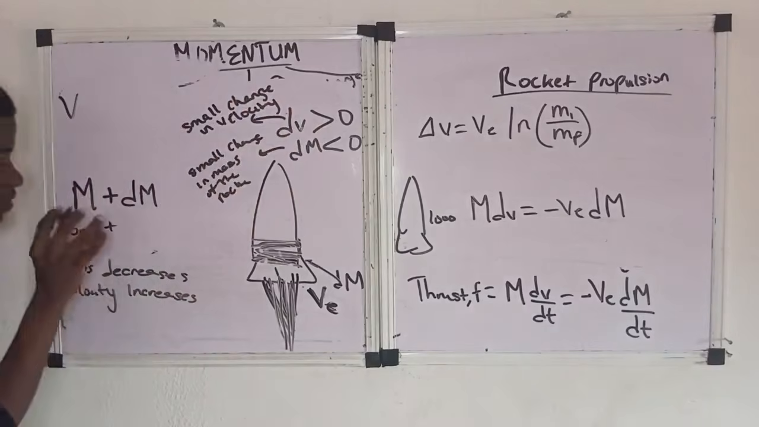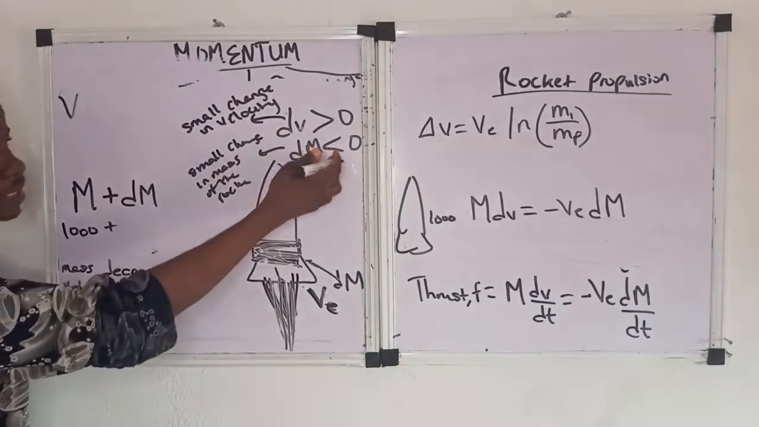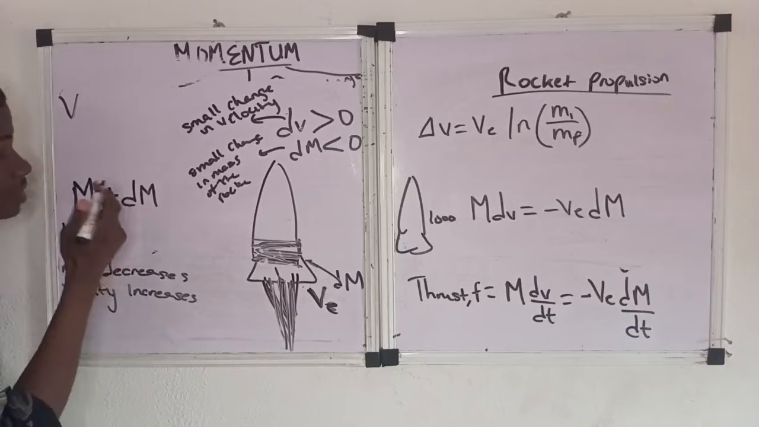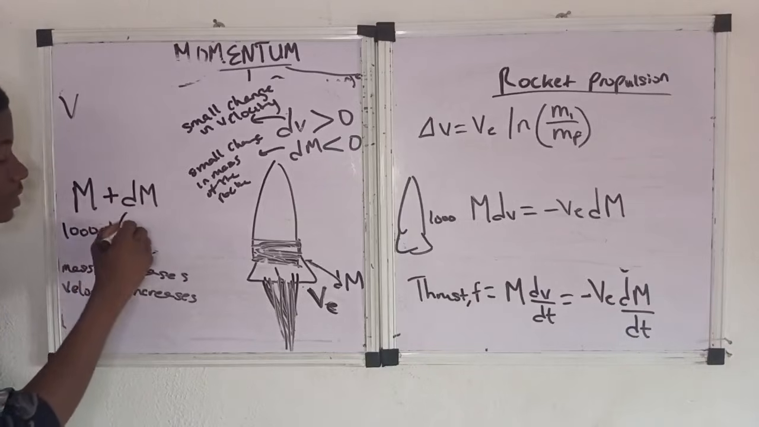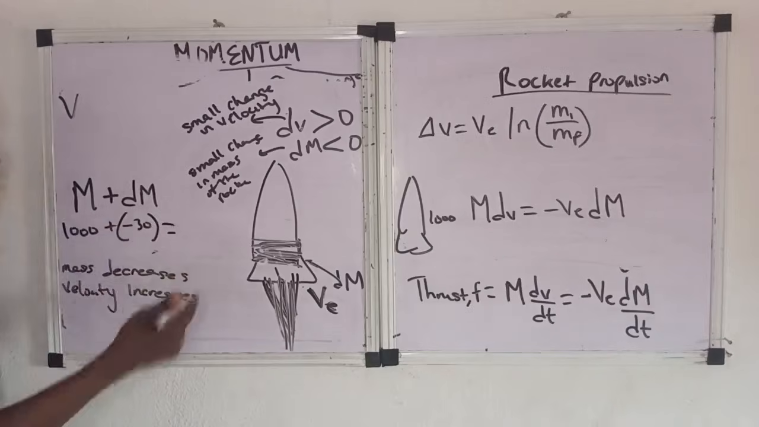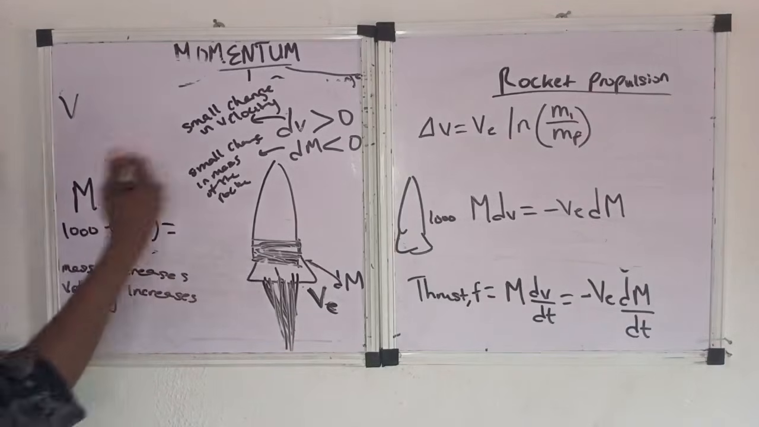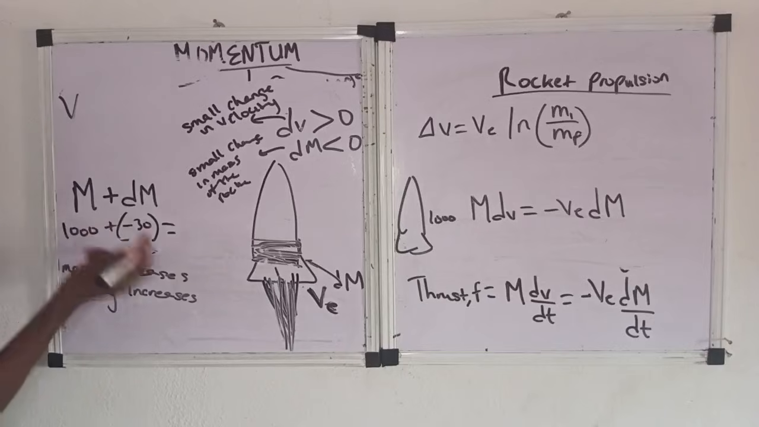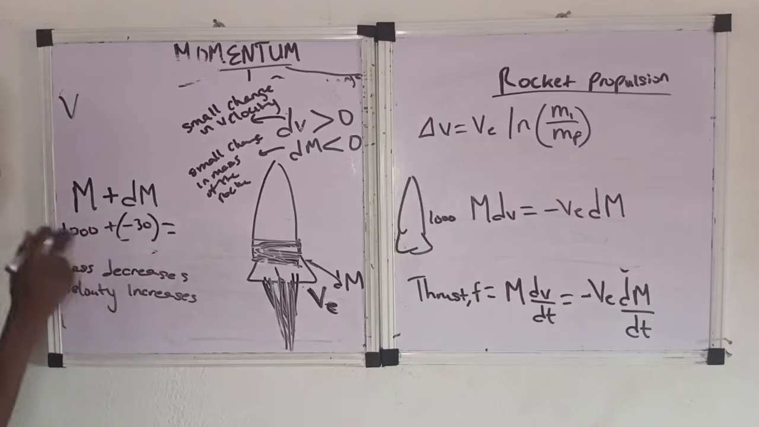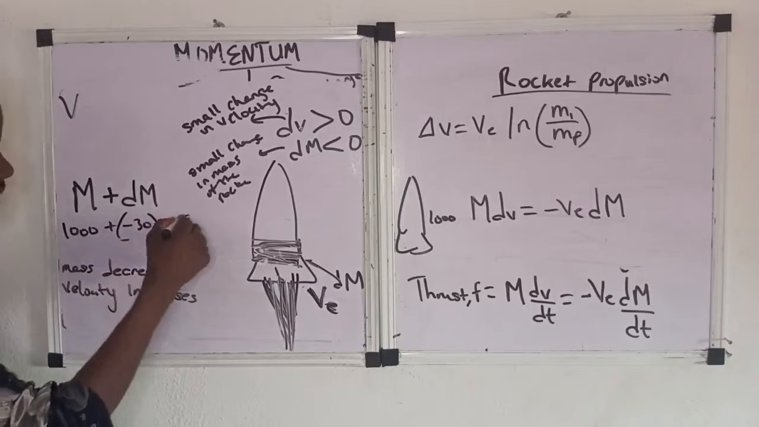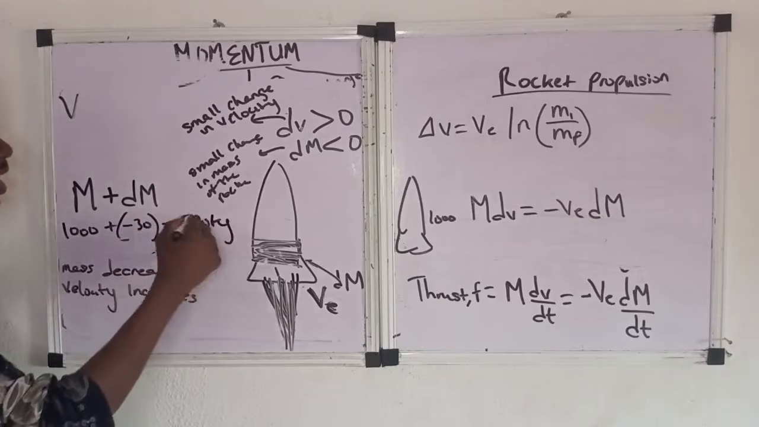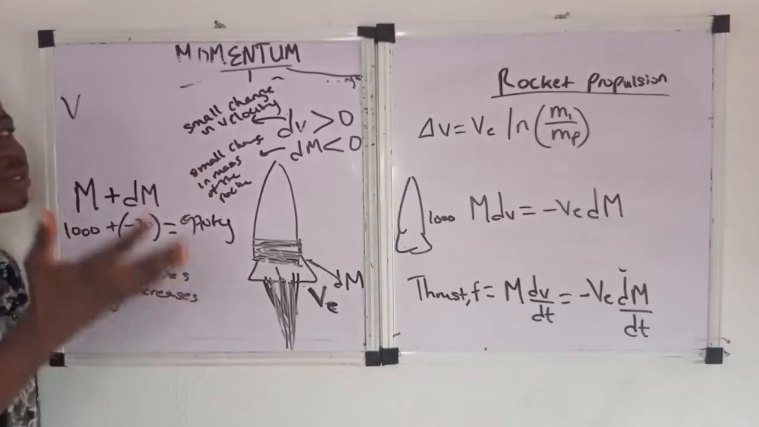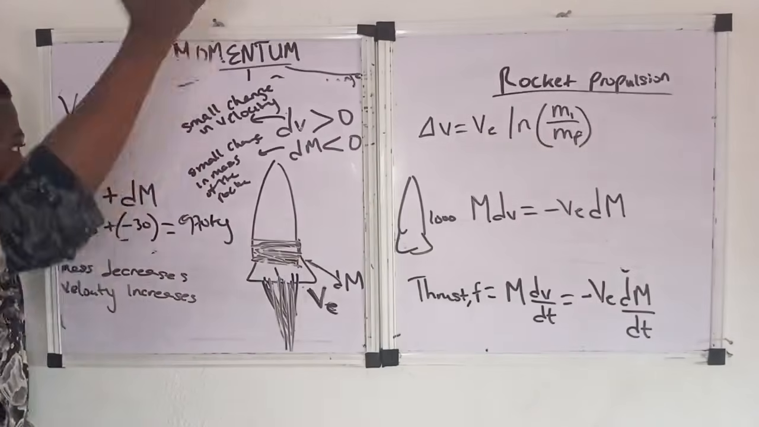So if dm is less than zero, that is negative, let's say minus 30, for example. Therefore, the total mass at that instant of time is 1000 plus minus 30, that is 1000 minus 30, so I think that is 970, right? 970 kg.